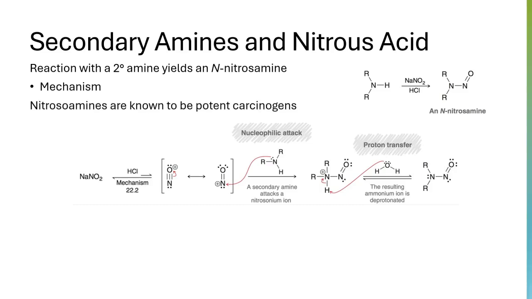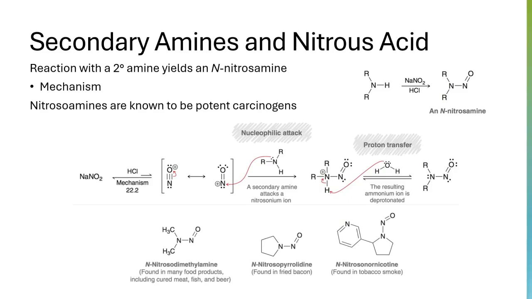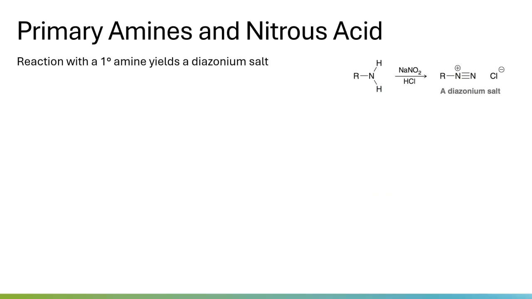Nitrosamines are potent carcinogens and are found in many food products, including cured meat, fish and beer, and bacon and tobacco smoke, etc.